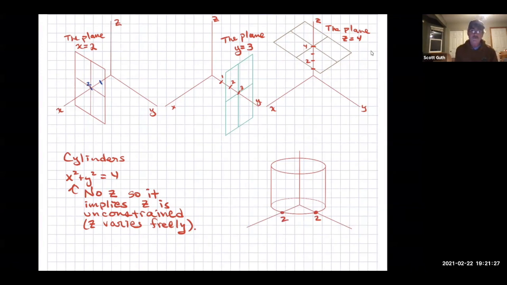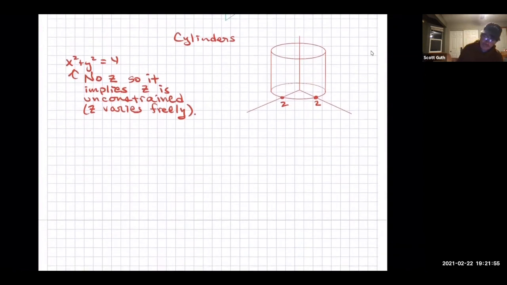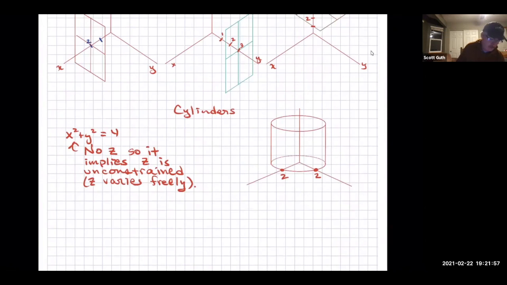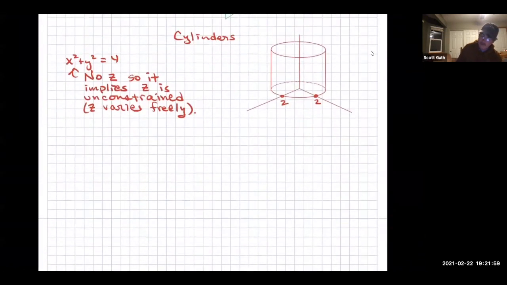Okay, so any questions about that one? So you can have x squared plus y squared equals a number, y squared plus z squared, x squared plus z squared. That's cylinders with 3 different orientations. Okay, and I won't cover all of those. And then of course the very last thing is the sphere, which is pretty straightforward as well.